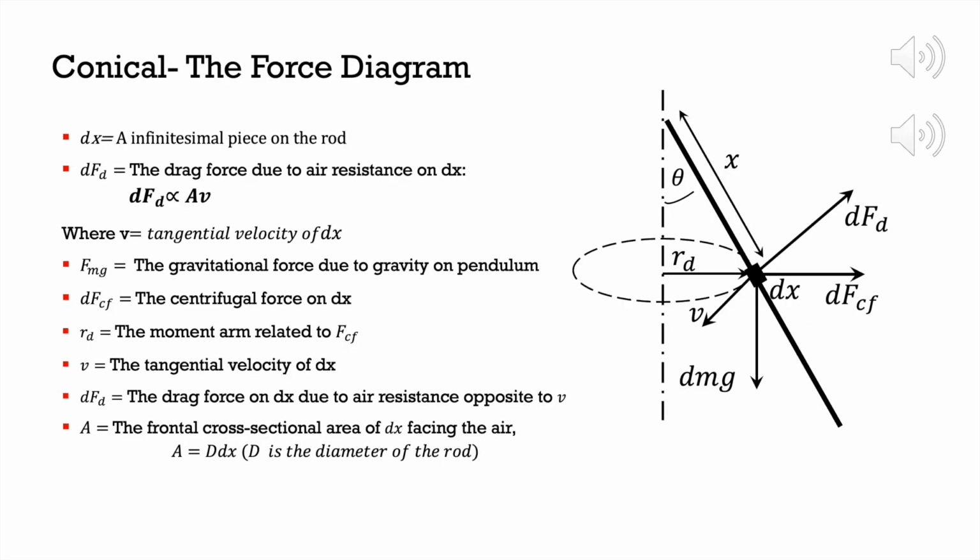Let's look at forces. The first force acting on the pendulum is gravitational force. As we assume the rod to be uniform, we can think of the gravitational force mg as applied on the center of mass. For the purpose of calculus calculations, let's consider an infinitesimal piece of rod dx. As the rod is performing a horizontal circular motion, the centrifugal force applied on dx is in a radial direction outwards. Also, due to air resistance, a drag force is applied on dx with a tangential direction opposite to velocity v.